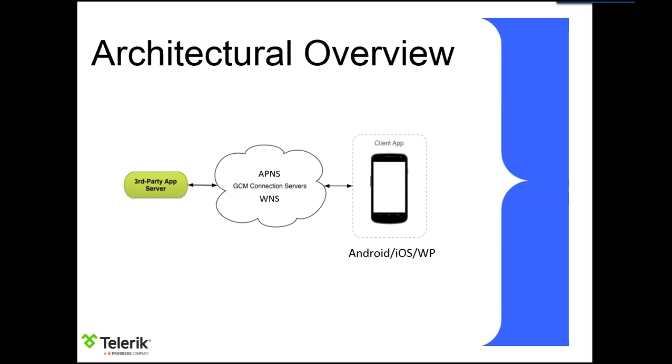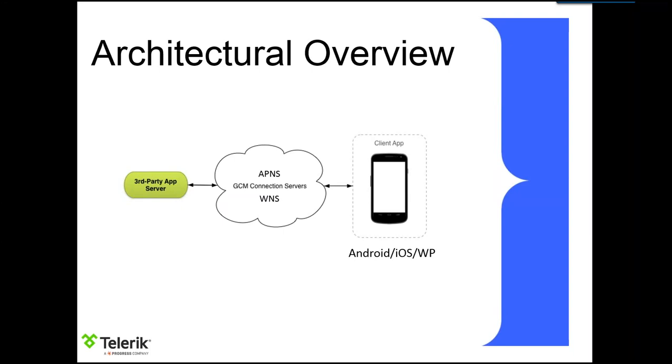You have an app server, that's your application server, and then you have an Android, iOS or Windows Phone client application, meaning you have different devices, different OSs, and your app is on all these OSs. Now how do you communicate between your application server and those client applications, right?